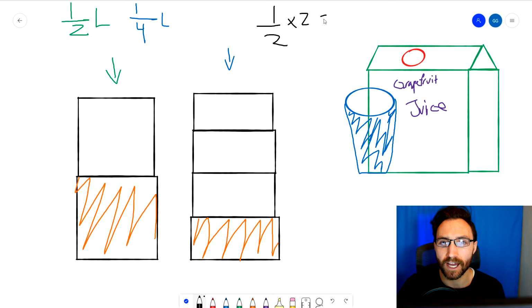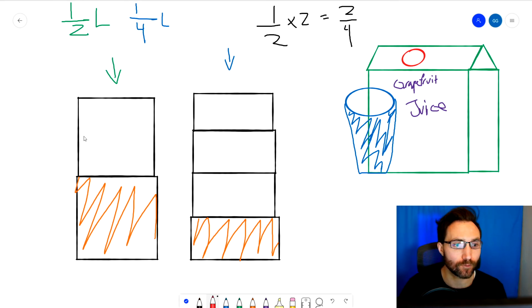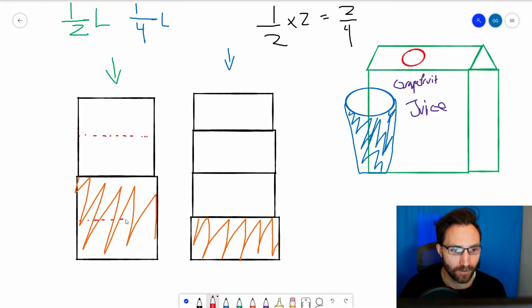So 1 times 2 equals 2, and then 2 times 2 equals 4. 2/4 is an equivalent fraction to 1/2. They both equal the same. Well, how do we represent that on our graphs? If we take this 1/2, we can turn it into 2/4.